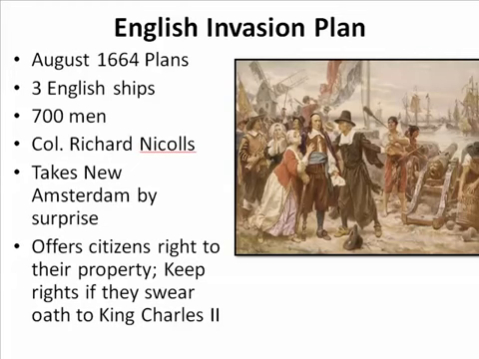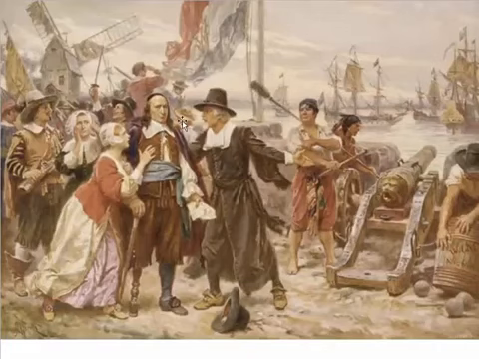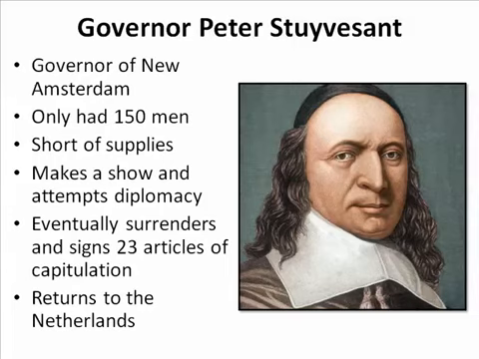So in this picture here, they go to their governor, Peter Stuyvesant, and they beg for him just to give in and submit and turn control over to the English. Now Peter Stuyvesant, this guy here, is not going to give up right at the beginning. He will eventually, but he knows he's limited in what he can do. He's the governor of New Amsterdam. He only had 150 men. He was short on supplies. So he makes a show at first and then tries some diplomacy with Nichols.